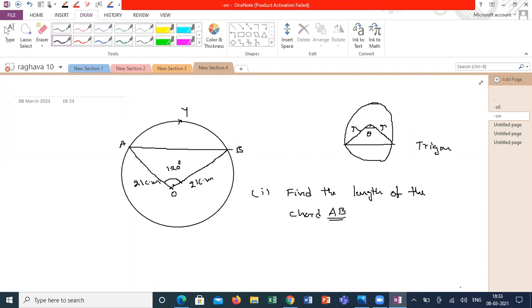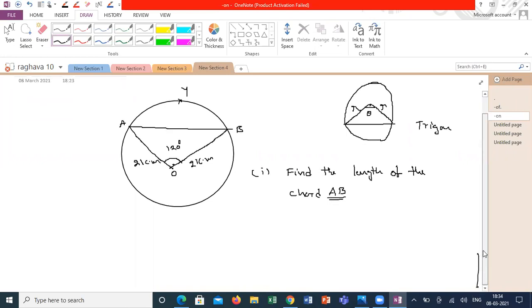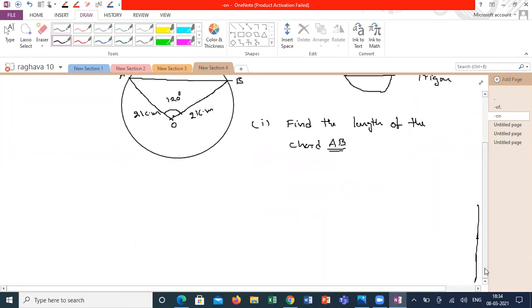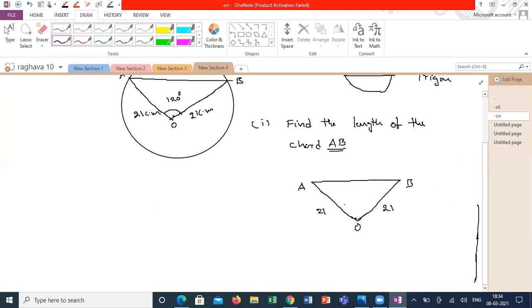So I'm taking the triangle OAB. What kind of triangle is OAB? Isosceles triangle. What is this angle at O? It is 120. I'm taking an altitude here, and it is meeting at M. So this is a right angle. For an isosceles triangle, if I take an altitude from the vertex, it will divide the angle into 60 degrees, 60 degrees.